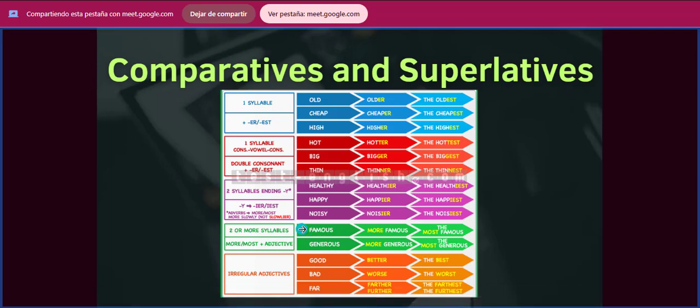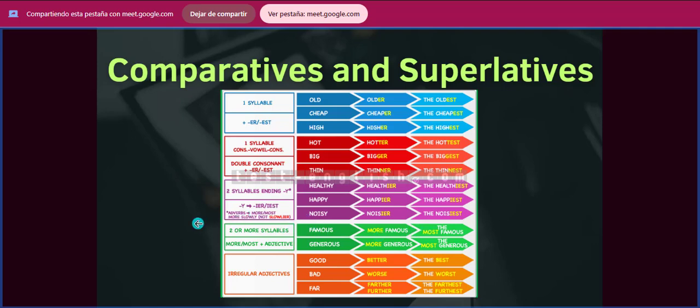We can say, for example, for famous, more famous, or the most famous. But we can also say the opposite in the case of the long ones. So we can say less famous or the least famous. So this will be like más famoso que o el más famoso. But we can say menos famoso que o el menos famoso.